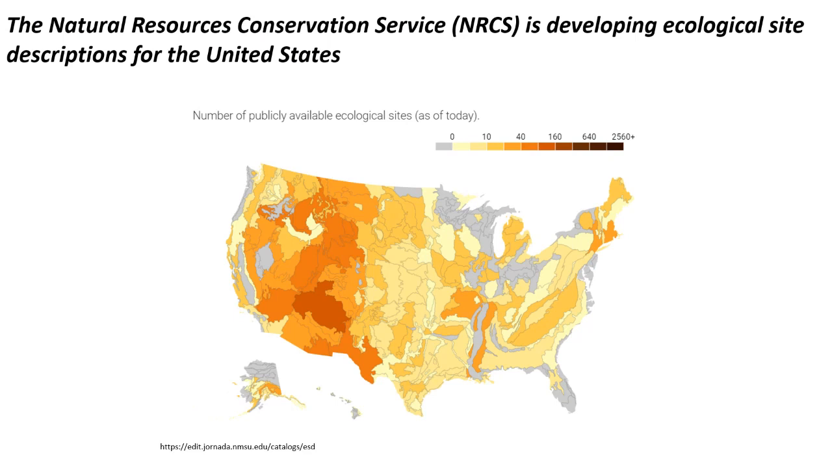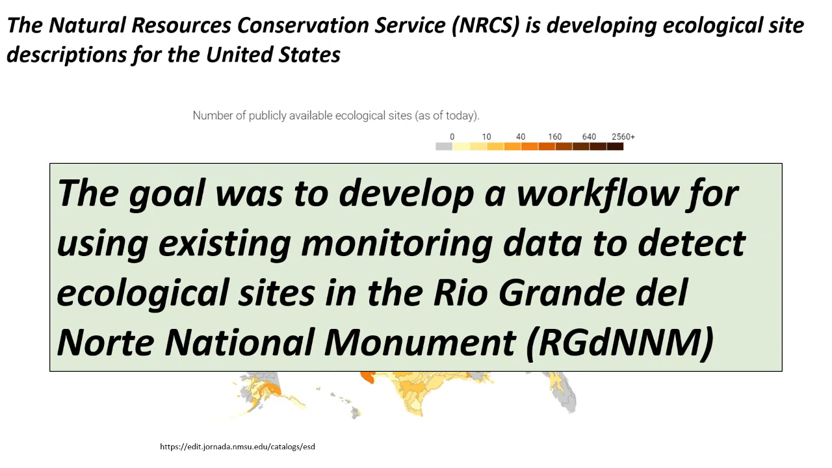And the intent is to have continuous coverage of this level of information nationally. And as you can see in this map, as of today, there are some areas that have many ecological site descriptions available, which are shown in darker orange, and then some areas in gray and lighter yellow that have no or few ecological site descriptions available. So we need methods of efficiently developing ecological site descriptions where they are currently lacking. And that is where this research comes in.